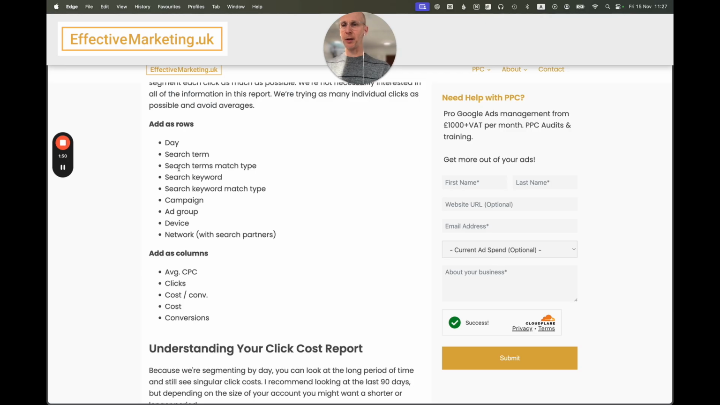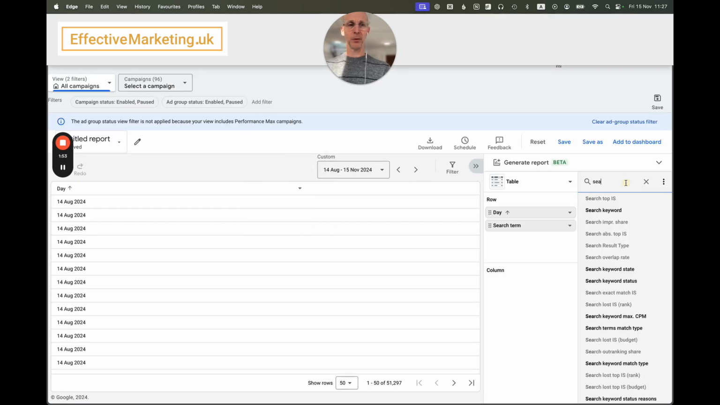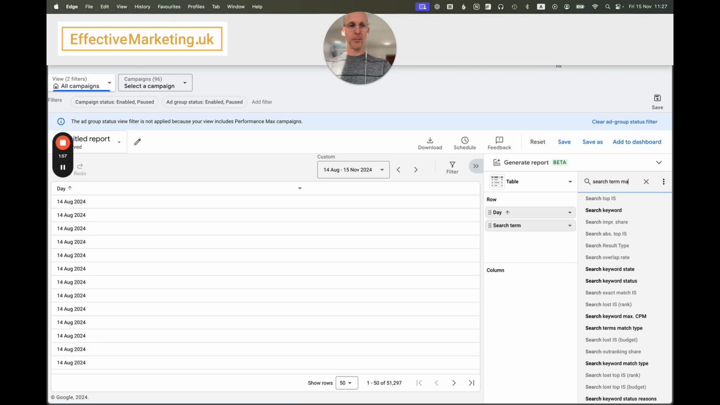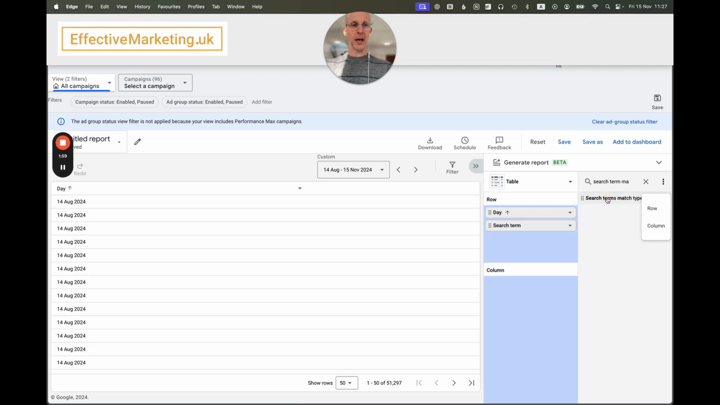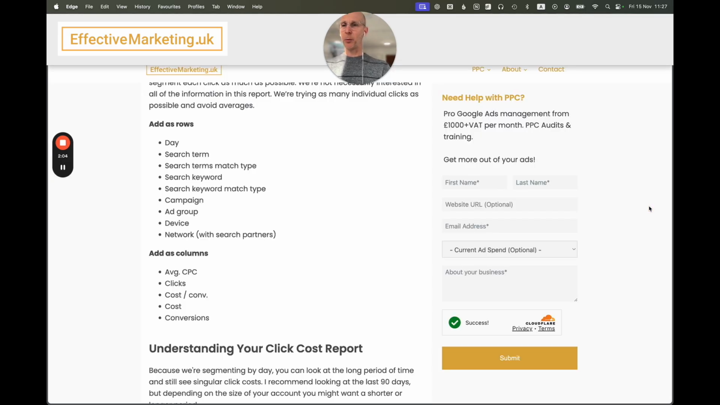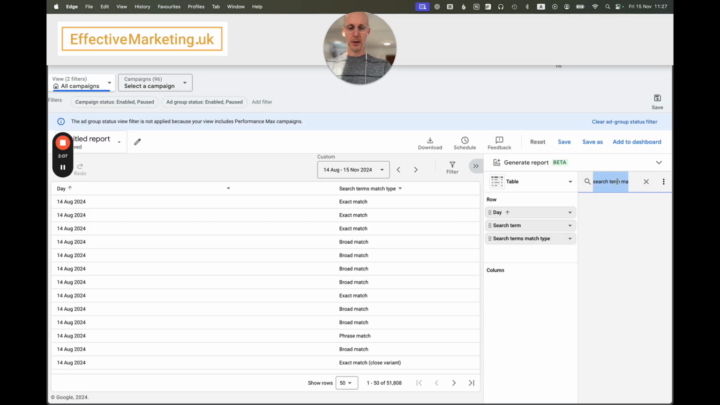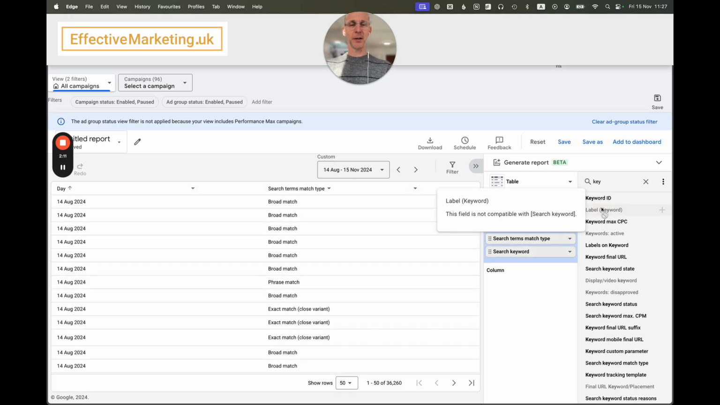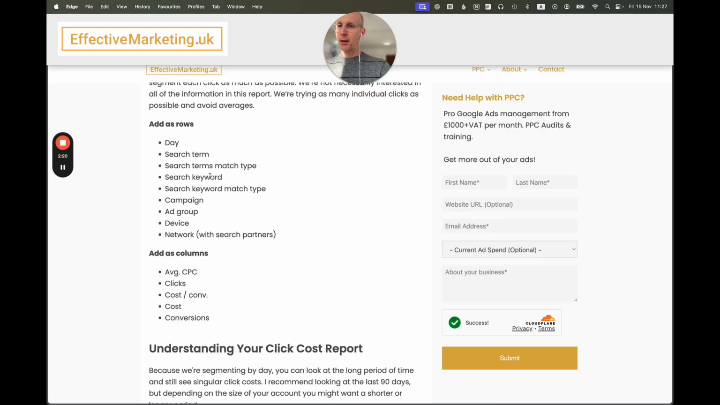So the next thing is the match type for the search term. Again, the point here is to just make it super granular, and then we want the keyword as well, because a search term can appear for several keywords, and the more granular we make it, the more unique it will become. Again, we are masking the keywords so you can't see them. Then we want the keyword match type, the campaign, the ad group, the device, and the network.